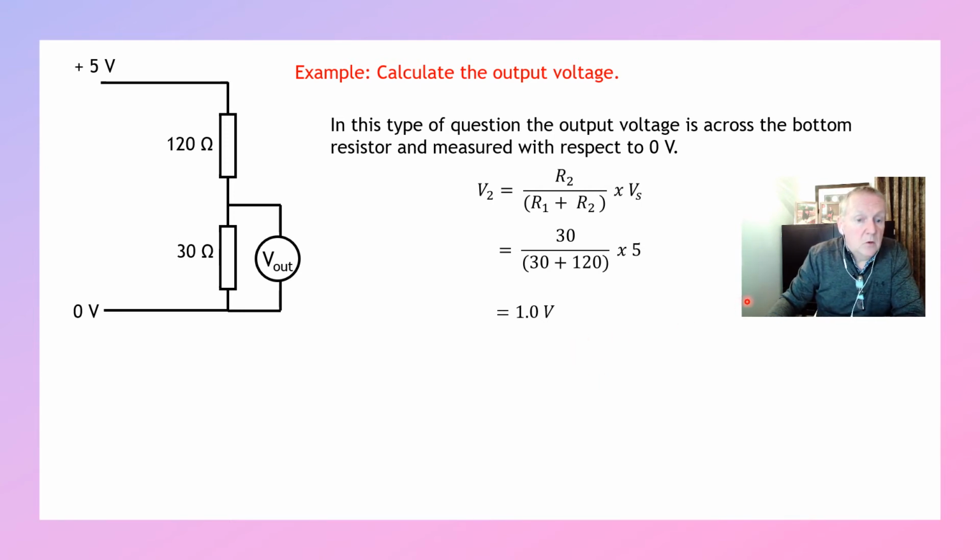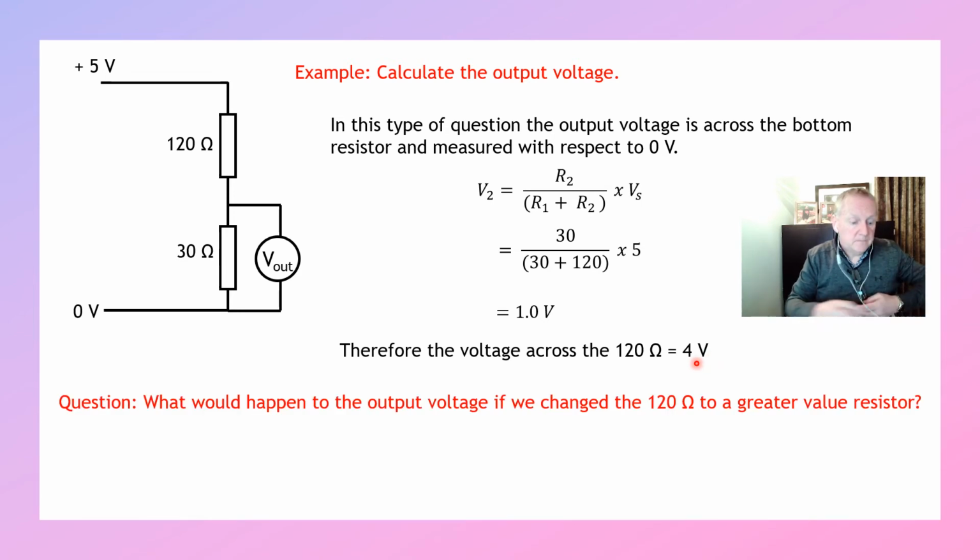If you were asked to find the voltage across the 120 ohm, which you aren't in this question but you could be, then hopefully you can figure out that if that's 1 volt across there, then that must be 4 volts, because it's got to add up to 5 volts in this case. So the voltage across the 120 ohms is 4 volts.